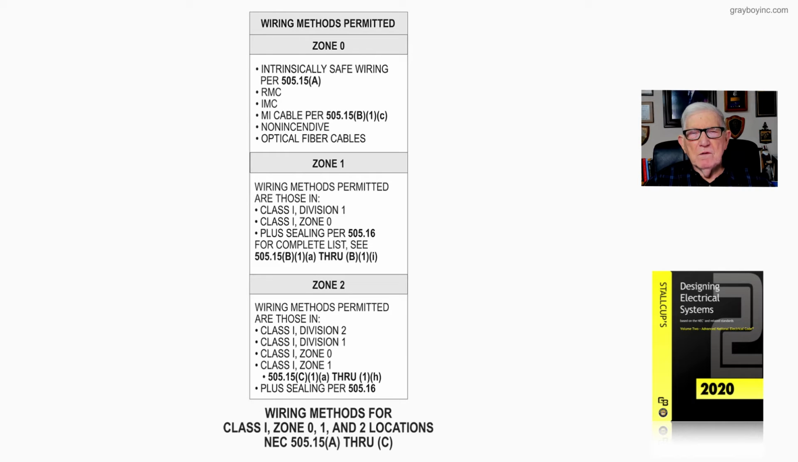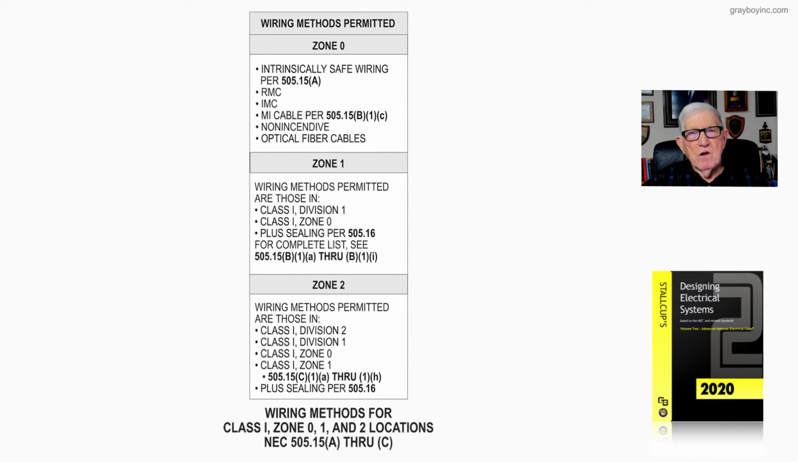Now, if you're actually using Zone 0 in Europe, or say the Middle East, wherever you may be, only intrinsically safe wiring can be put there. But the NEC, under these specified conditions of 505.15(A), we could use intrinsically safe, rigid metal conduit, IMC, MI cable in accordance with 505.15(B)(1)(c), non-incendive or optic fiber cables. See the additional wiring methods.